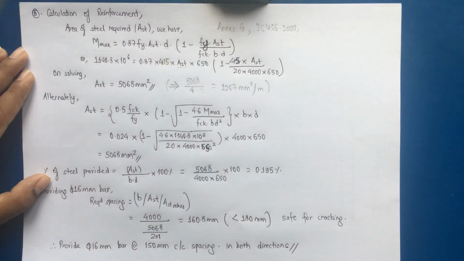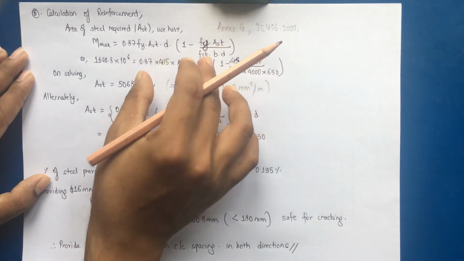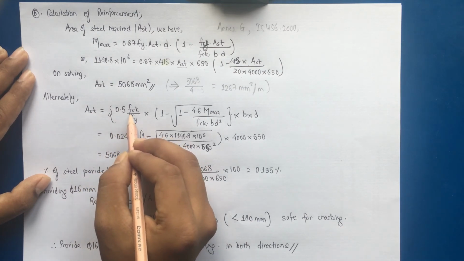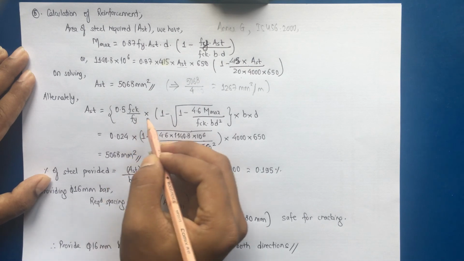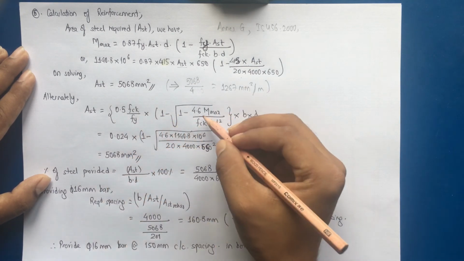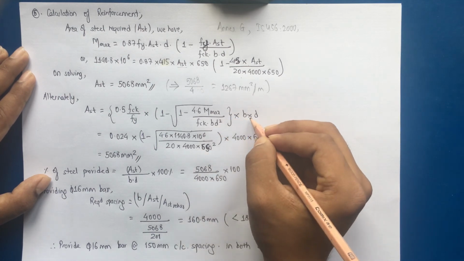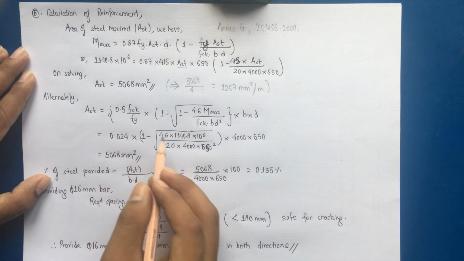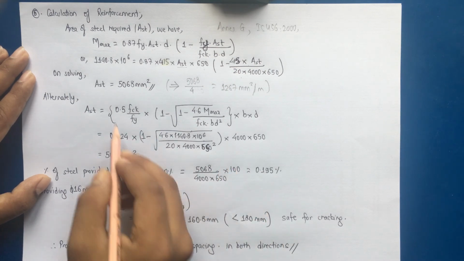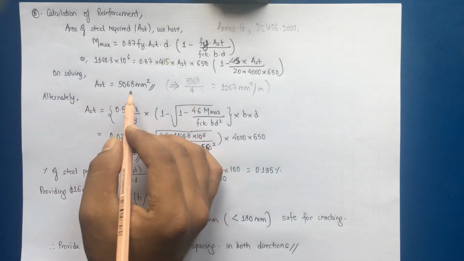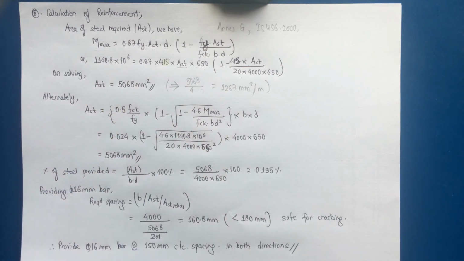Alternately, you can calculate the reinforcement using this formula, which is simply the modification of this. So area of steel is equal to 0.5 into fck by fy into 1 minus under root 1 minus 4.6 Mmax divided by fck into b d square, into b into d. So substitute the value, you will get the value almost equal to the value that we have calculated previously. So the area of steel provided is 5068 mm square, and now let us check whether the percentage of steel provided is sufficient according to the IS code or not.